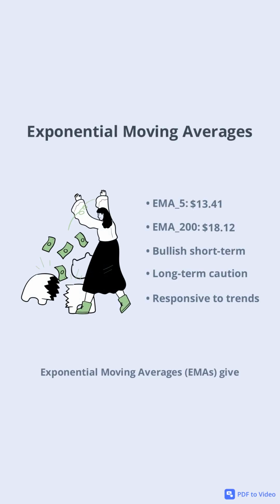Exponential moving averages, EMAs, give more weight to recent prices, making them more responsive to new trends. DJT's EMA 5 is at $13.41 and EMA 200 is at $18.12. The price is currently above most short and medium-term EMAs, which often signals bullish momentum in the near term. However, the gap with the 200-day EMA suggests there's still ground to recover before confirming a longer-term uptrend. EMAs are particularly useful for identifying entry and exit points in fast-moving markets.